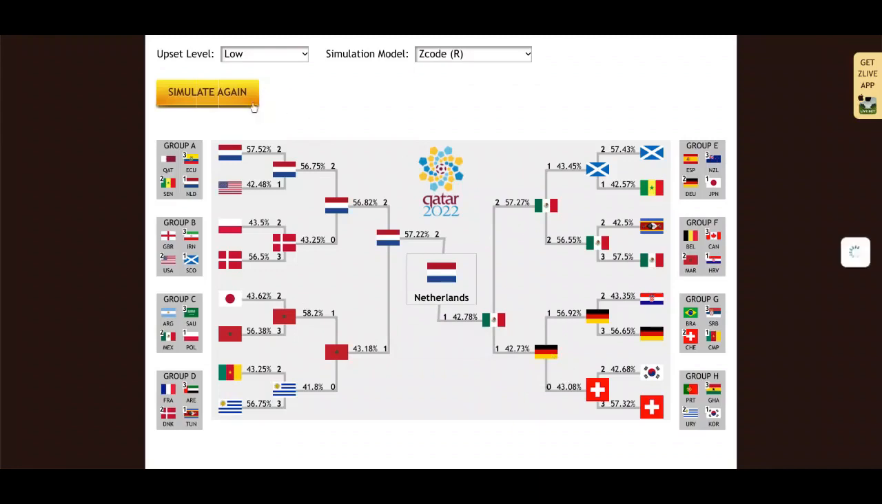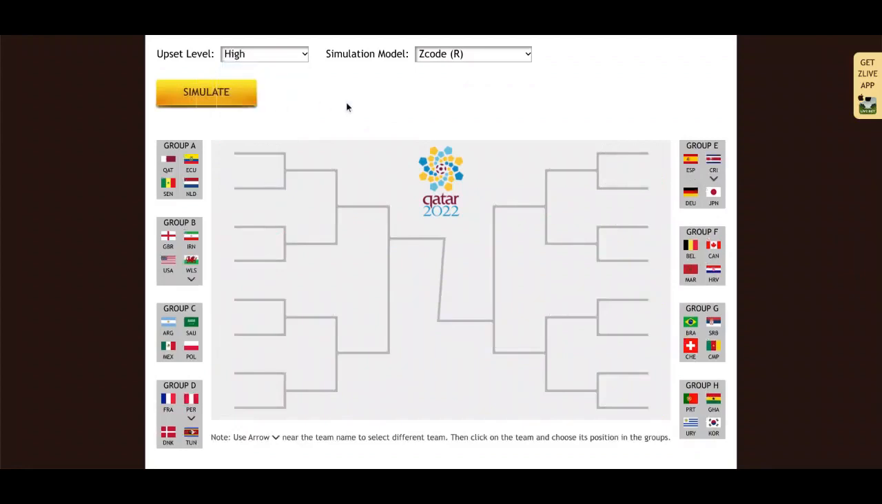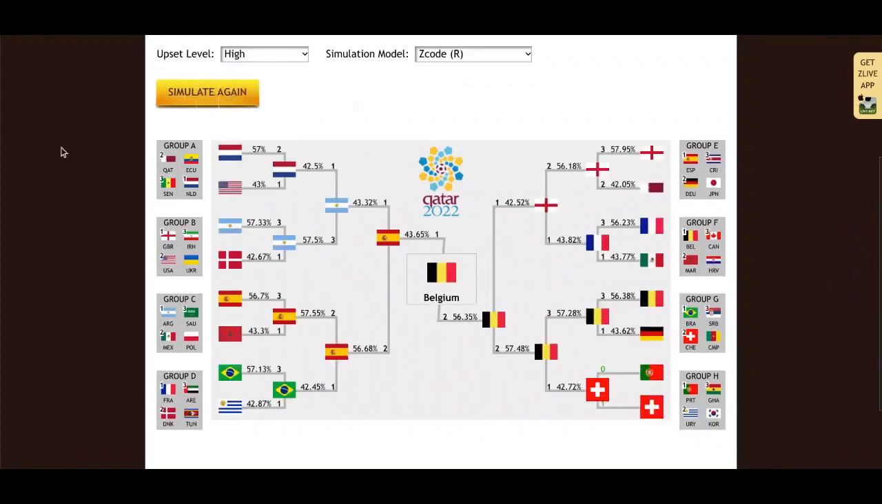All right, let's simulate one more time, and let's go with a high upset level and see what shakes loose for this one. Now, this time we've got something very different. We've got Belgium going out in the round of 8, the quarterfinals, with Argentina making it through to the semifinals to play Spain, and then Belgium, who has been hyped for the last 2-3 World Cups as potential winners. We have them going on to win the tournament in a final against Spain. And that would be a fantastic final between these two teams.